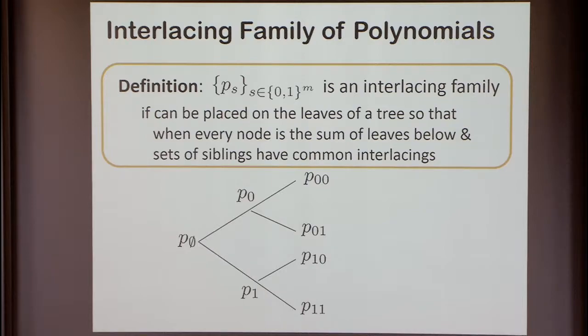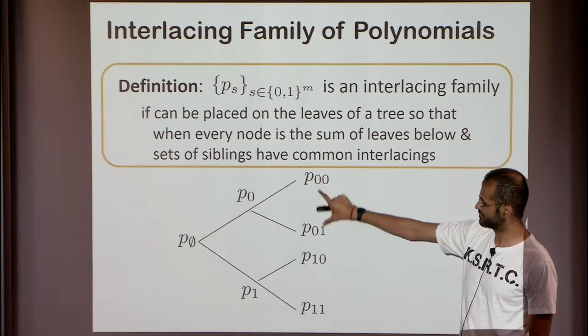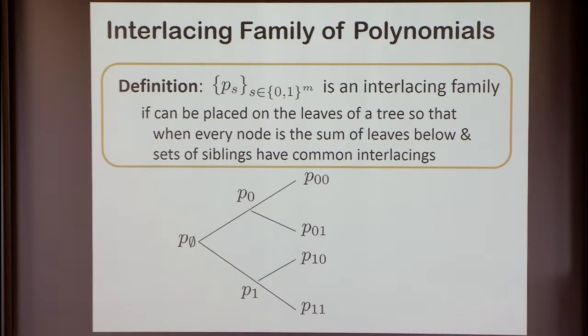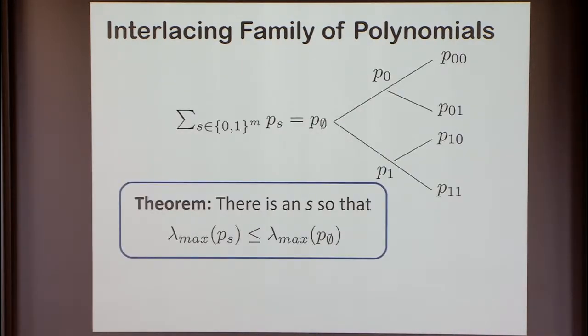So if you have such a tree, and every pair of siblings has a common interlacing, then we call that an interlacing family. Every node that I look at, I want the two polynomials that sum to it to have a common interlacing. And then this gives a very easy theorem by induction. If you have an interlacing family, then there exists a particular leaf, a particular polynomial in the family, whose largest root is at most the largest root of the root of the tree.